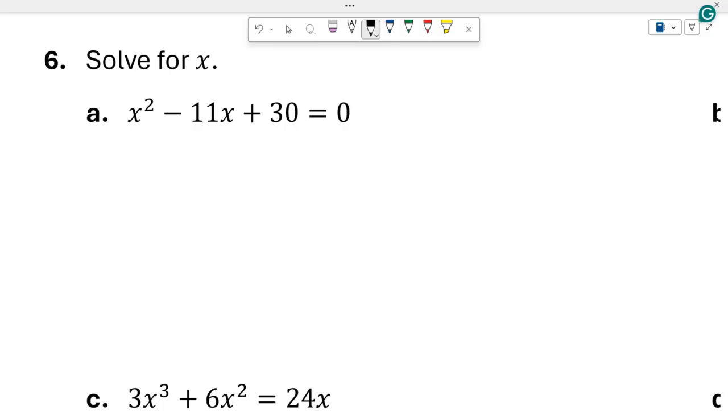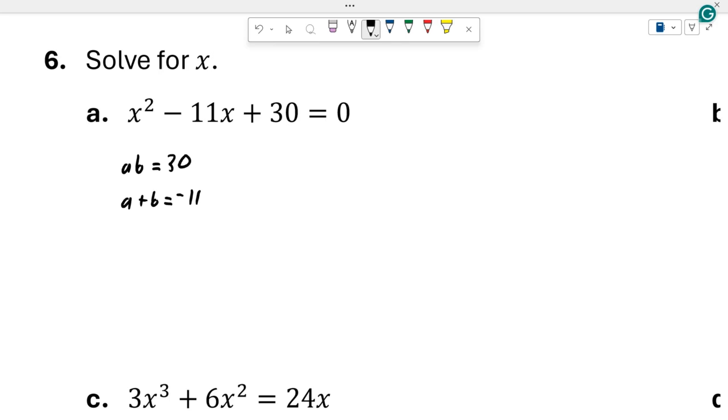So if you want to try to factor an expression like this, we're looking for two numbers. I'll use A and B, we'll just keep it simple. We're looking for two numbers that when you multiply them give you this number, 30, and when you add them together give you this number, which is negative 11. So that's our goal right now: to find two numbers that when you multiply them together, you get 30, and when you add them together, you get negative 11.